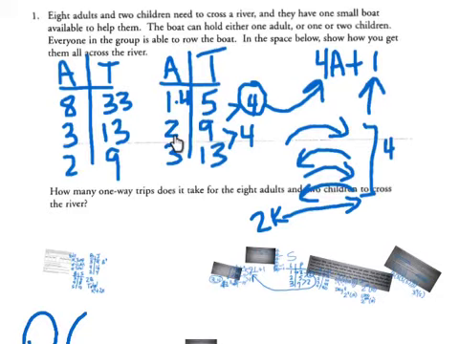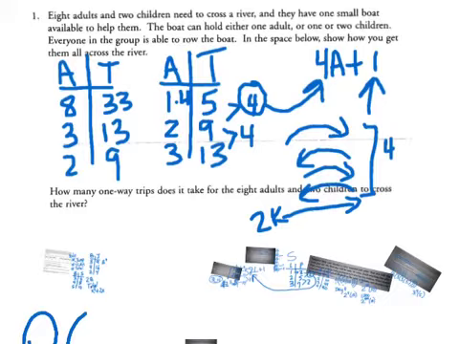And 2 times 4 gives me 8. I need to add 1 more to get 9. And 3 times 4 gives me 12. Add 1 more, get 13. So that's my rule. And somebody else in class talked about a different rule where you multiply the numbers together.